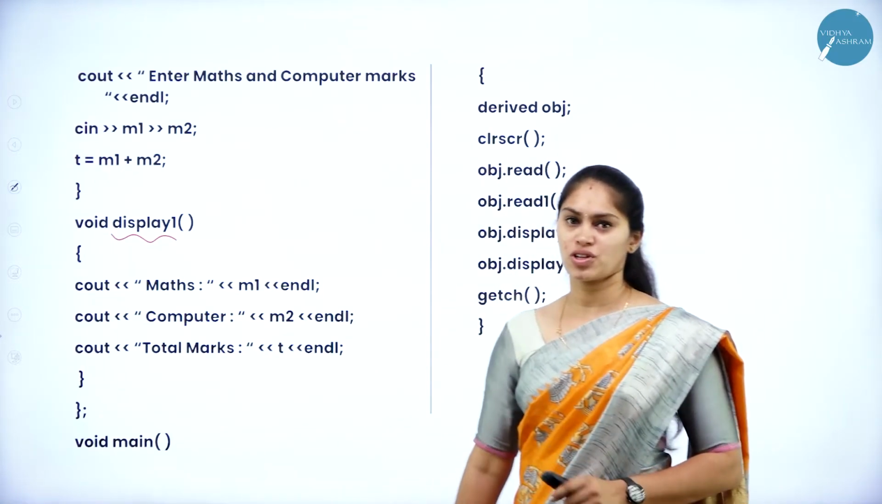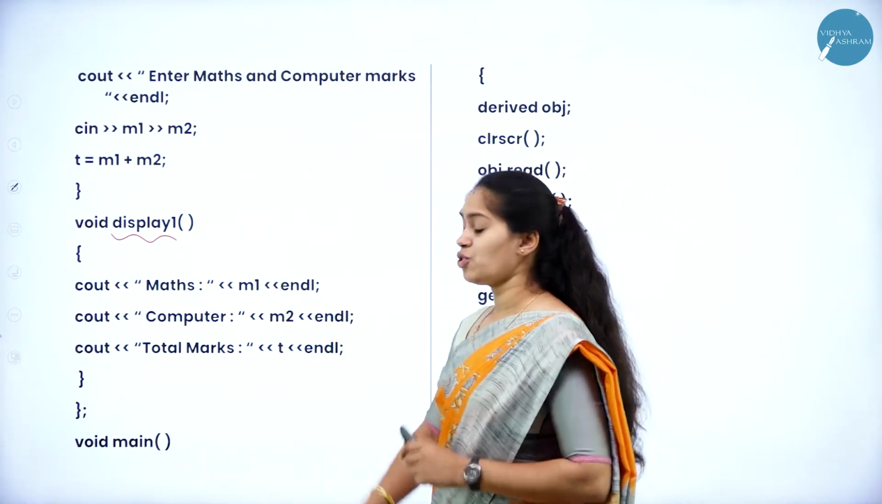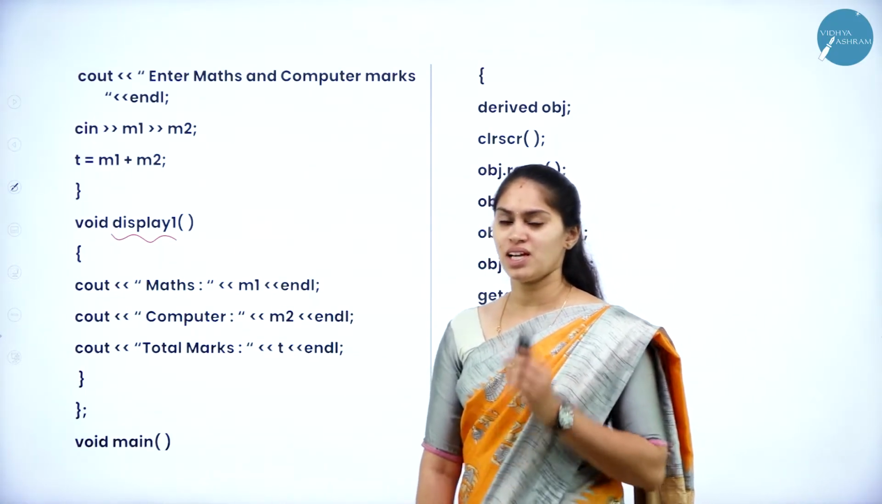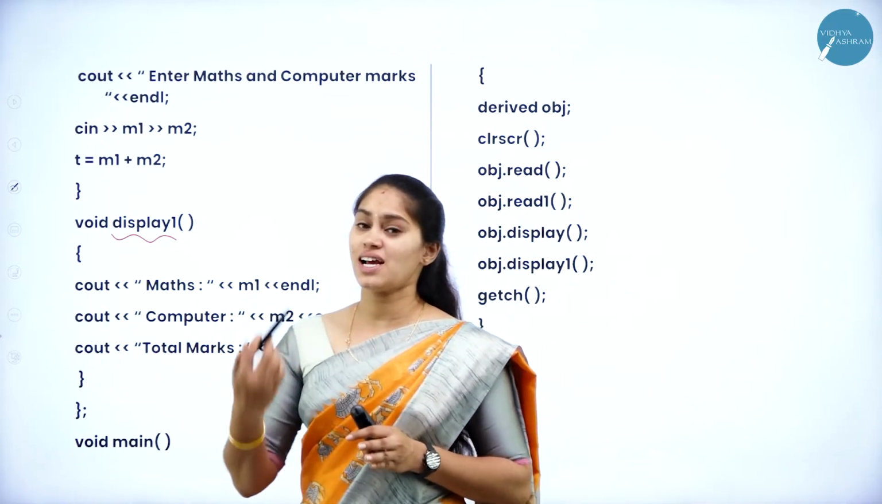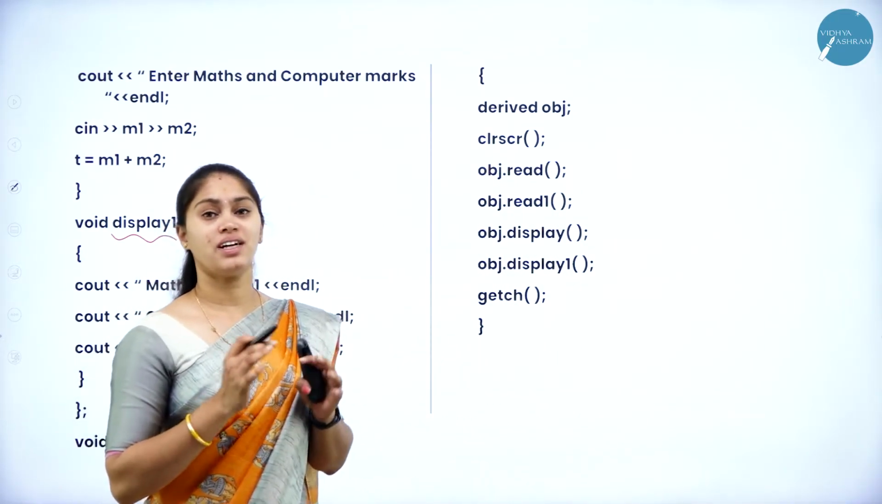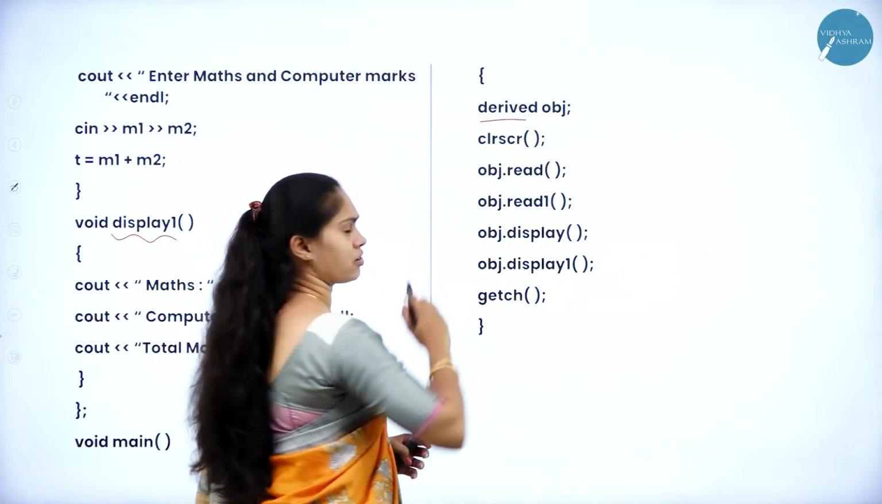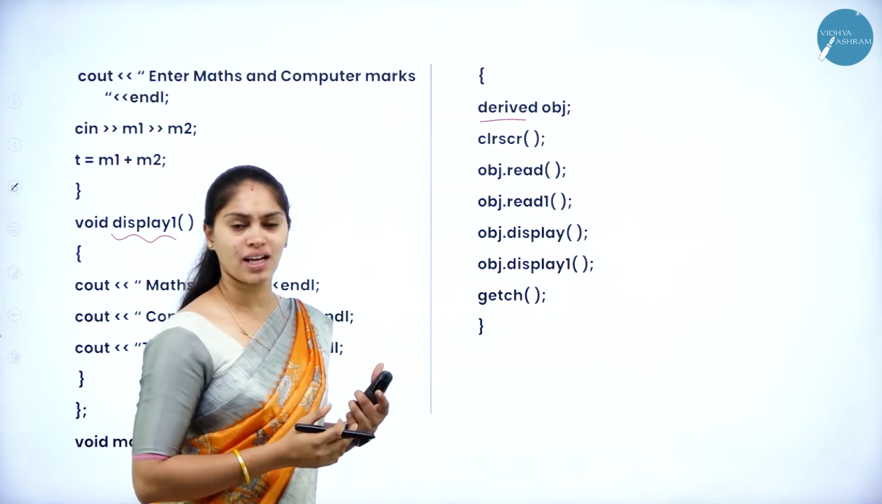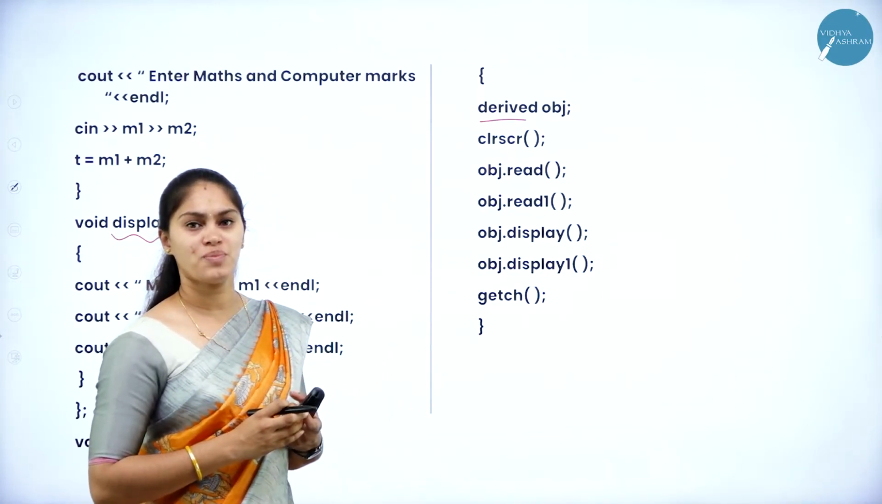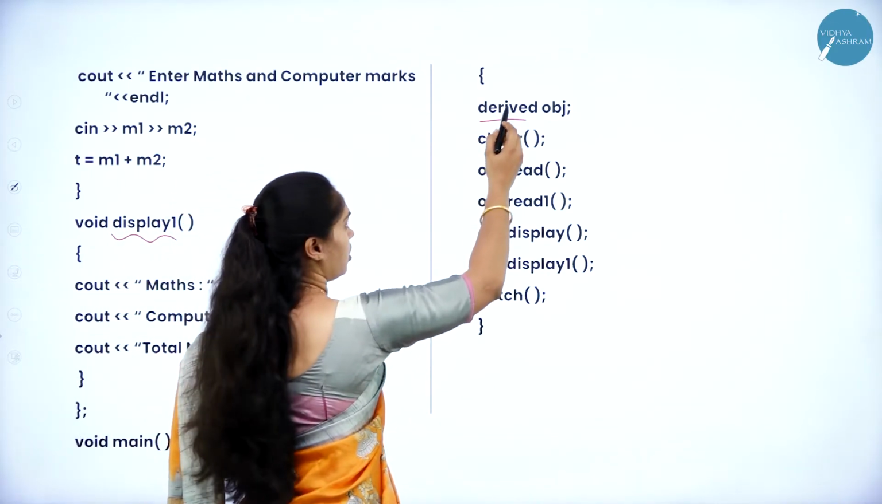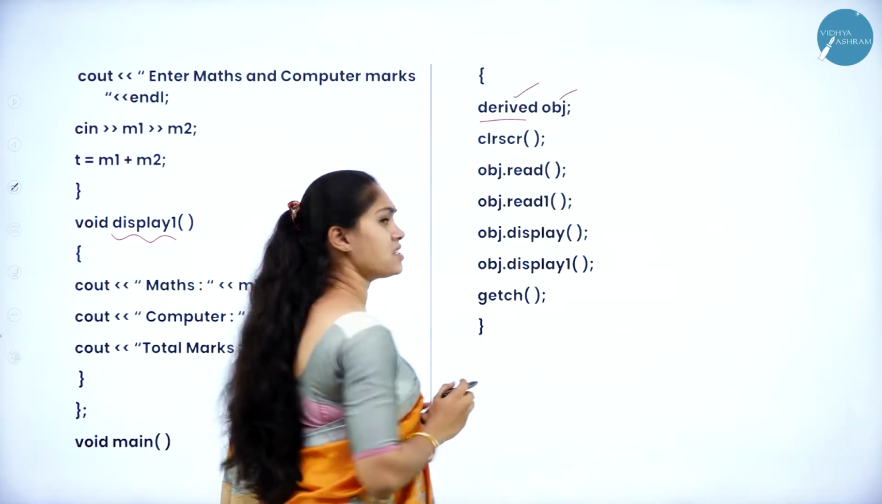Display1 is a member function of the derived class. And to which class are we supposed to create an object? Very important. To which class do we have to create an object? That is the derived class. So which is the derived class here? That is Derived. So how to create an object? First I have to take the name of a class, then I have to give the object name. So here the class name is Derived and the object name is obj.